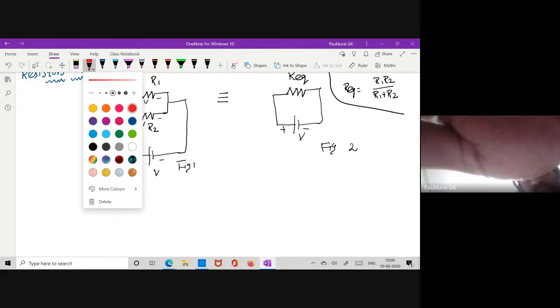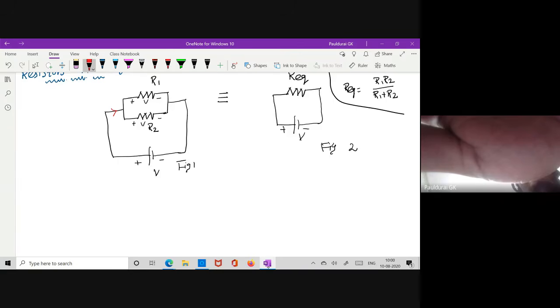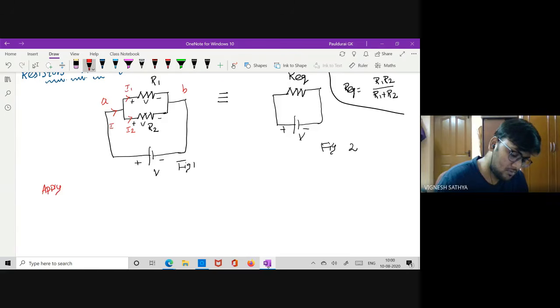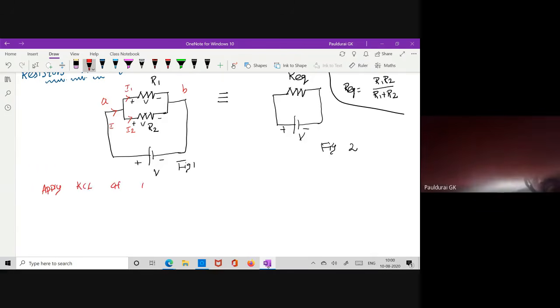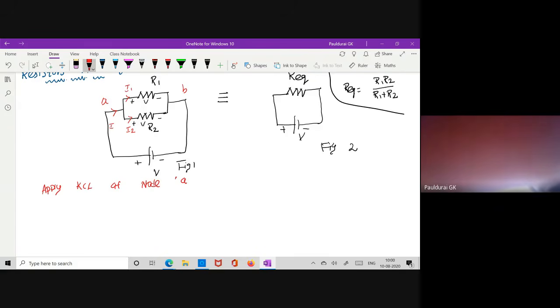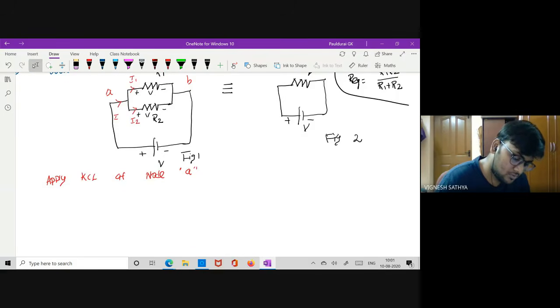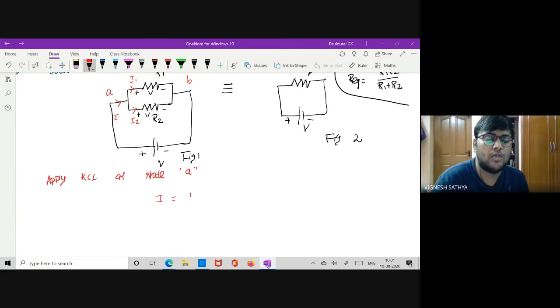But what is happening here? Take the total current as I. This current is actually divided. Take this as I1 and this as I2. Now take some terminal A and this is some terminal B. So now apply KCL at node A. What is the KCL equation at node A? I equals I1 plus I2.